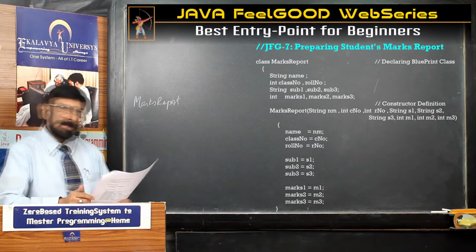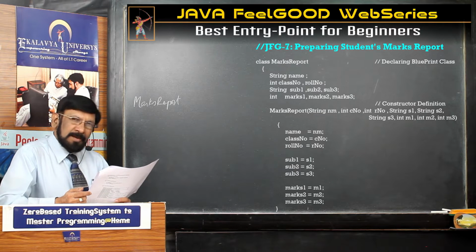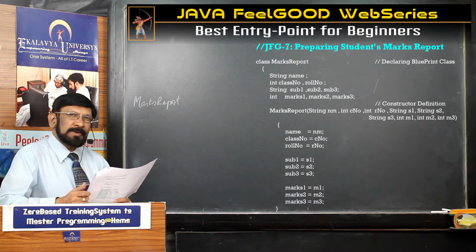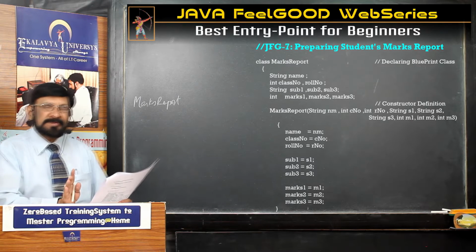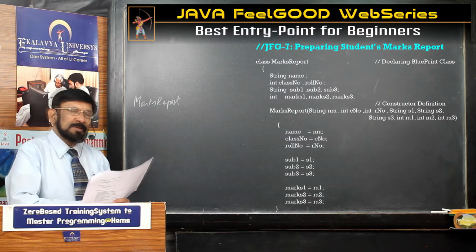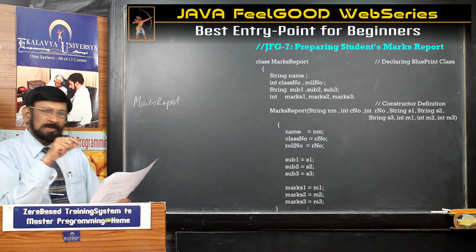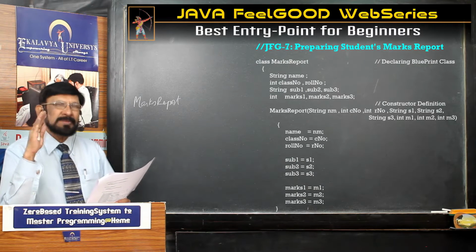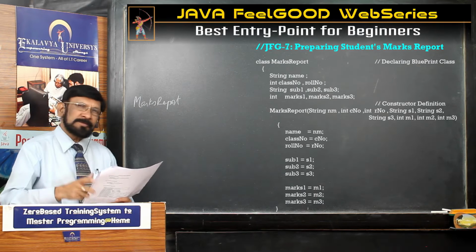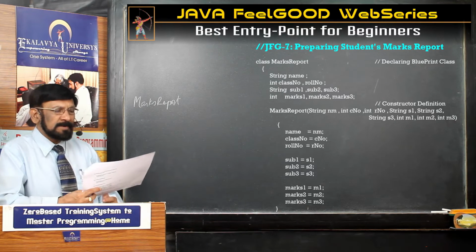The first one is name. Obviously, it is a string. Second one, int, class number, roll number. These are perfect integers because there is no question of a fractional part for that. Thereafter, string subject 1, write the complete name also. Here sub1, sub2, sub3 have been written. It is better you write subject1, subject2, subject3. That means subject 1 name, subject 2 name, subject 3 name.